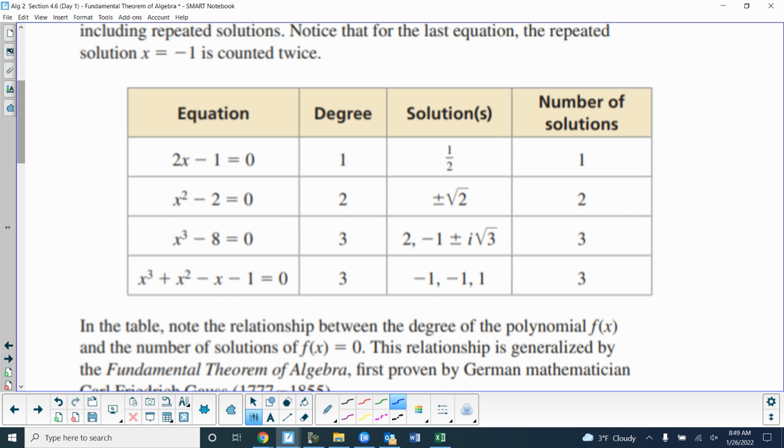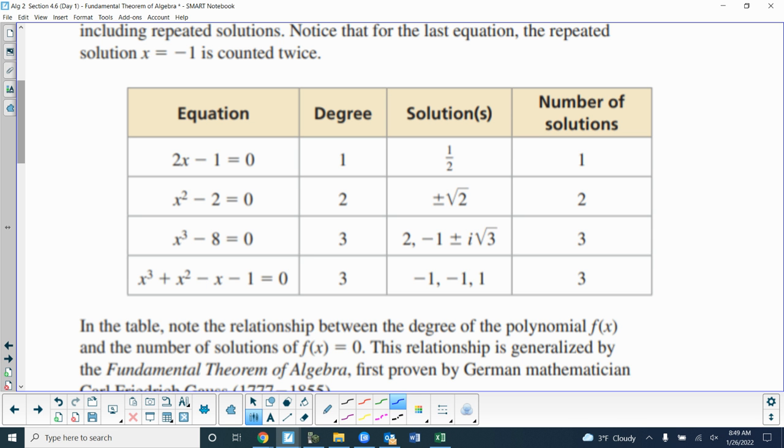This is a first degree, which we call linear. This is a second degree we call quadratic. This is a third degree we call cubic. This is also a third degree called cubic. So when it has a degree of 1, there's only one solution. When it has a degree of 2, there's only 2 solutions. When it has a degree of 3, it has 3 for both of these.